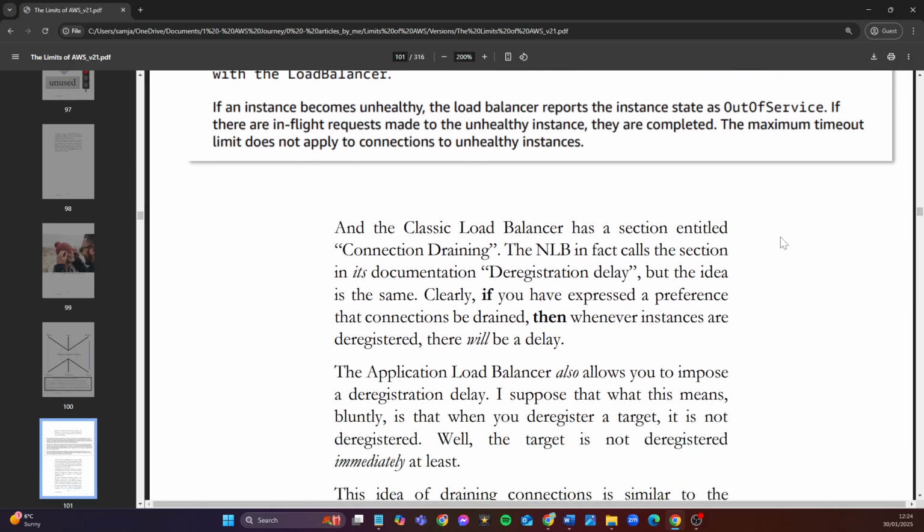The classic load balancer has a section entitled Connection Draining. The NLB in fact calls the section in its documentation deregistration delay. But the idea is the same, so a little bit of difference in terminology. For the classic load balancer, it's connection draining, and then it's a more sort of clinical deregistration delay in the NLB user guide. Clearly, if you have expressed a preference that connections be drained, then whenever instances are deregistered, there will be a delay, because we need that time for the amber signal.